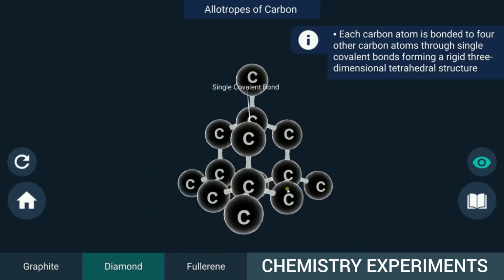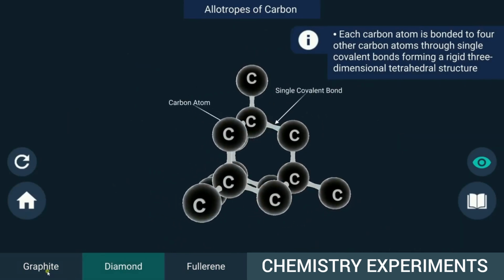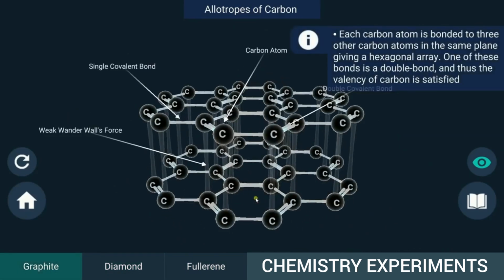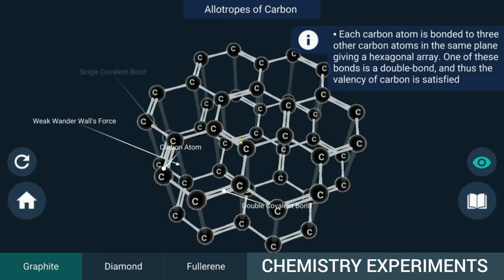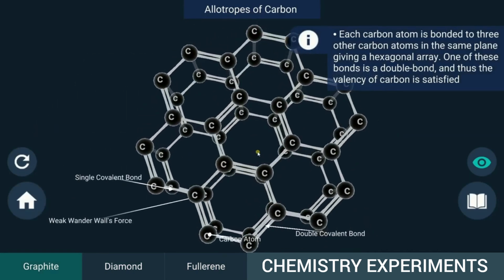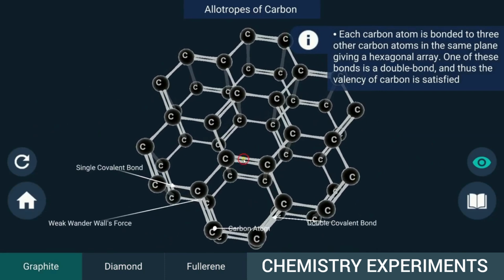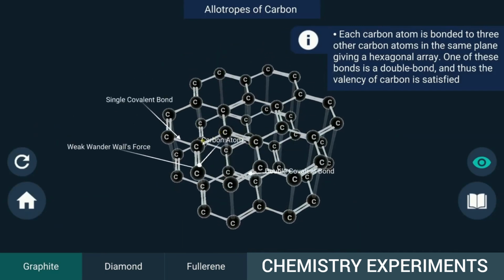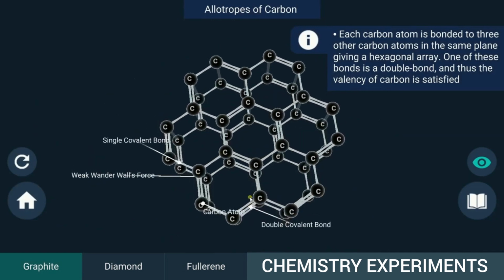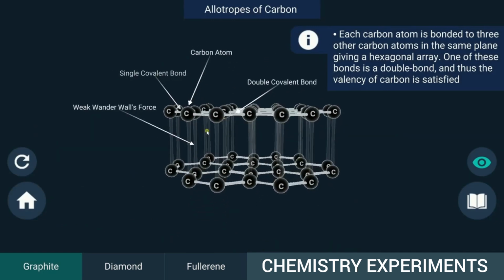In graphite, each carbon atom is bonded to 3 other carbon atoms in the same plane, giving a hexagonal array. One of these bonds is a double bond, and thus the valency of carbon is satisfied. Graphite structure is formed by the hexagonal arrays being placed in layers one above the other. Graphite is soft and hence can be easily breakable.